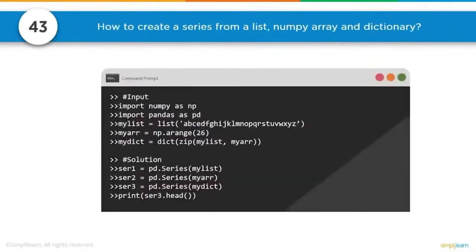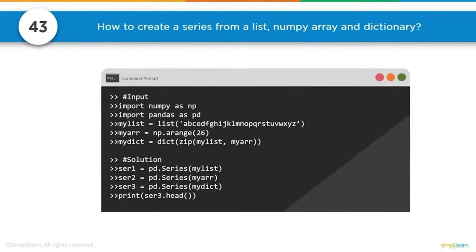Number 43. How to create a series from a list, NumPy array, and dictionary. So we'll go ahead and import our NumPy, our pandas, and have my list. And you can see here we have my list equals list of A, B, C, D, E, F, G all the way through. So my list now makes a list of that. For array, we have np.arange to 26.